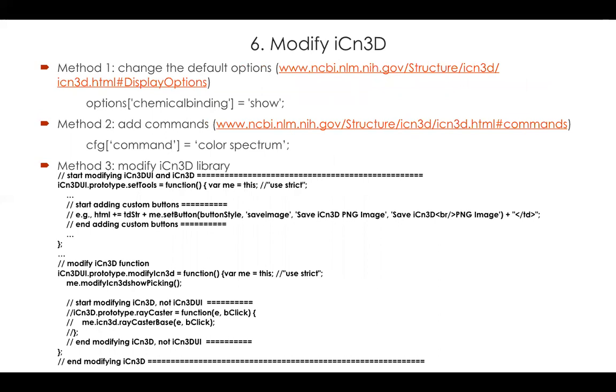Finally, I'm going to talk about how to modify iCn3D. There are several methods. The first method, you can change the default option. For example, change the default to show chemical binding. Second method, you can add commands in the configuration. Like all the commands are listed here. And for example, you can add the command color spectrum.